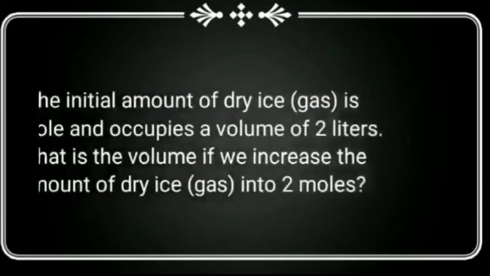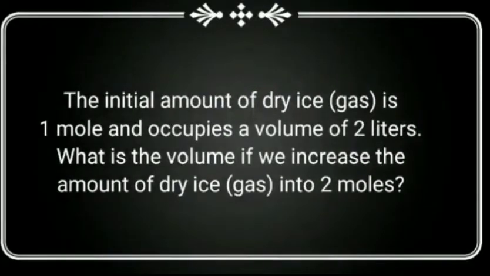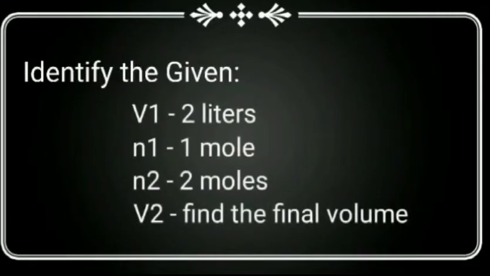For example, the initial amount of dry ice is 1 mole and occupies a volume of 2 liters. What is the volume if we increase the amount of dry ice to 2 moles? First, identify the given. So we have the initial volume, 2 liters, the initial number of moles, 1 mole, and the final number of moles, 2 moles. So in this problem, we are going to find the final volume.